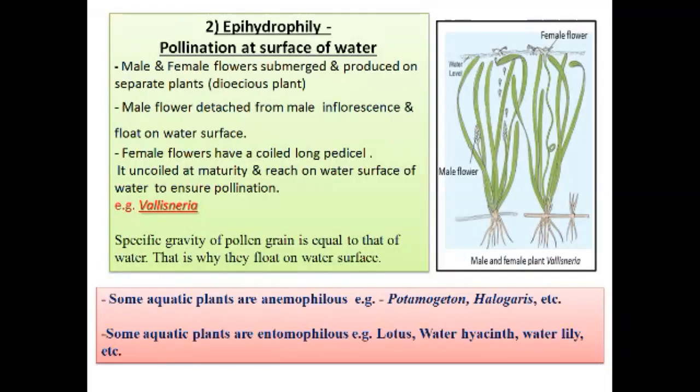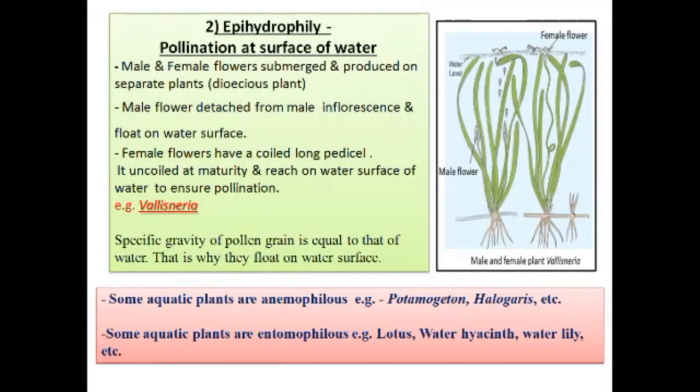Vallisneria. Zostera is an example of hypohydrophily and Vallisneria is an example of epihydrophily. So these are the aquatic plants. The specific gravity of pollen grain is equal to that of water. That is why they float on the water surface. In epihydrophily, the specific gravity of pollen grain is equal to the water.